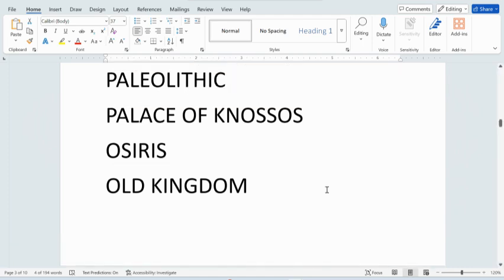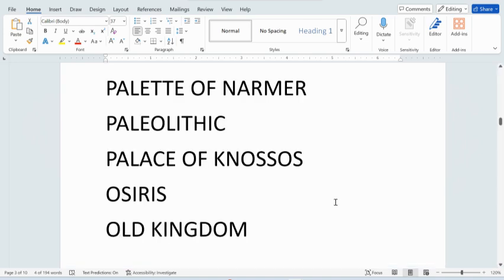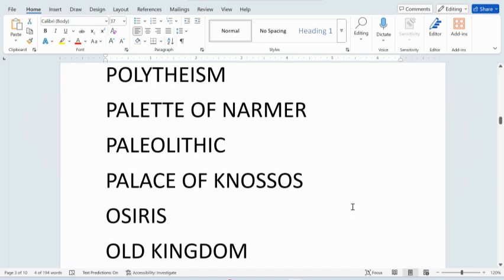Know the difference between Paleolithic and Neolithic? The Palette of Narmer is on the test. Know the style. You should know what polytheism means. You should already know it. That shouldn't be a new term to you.